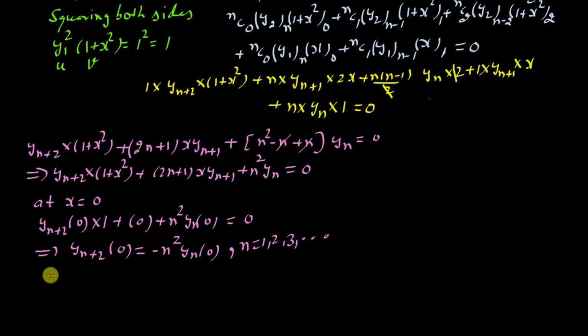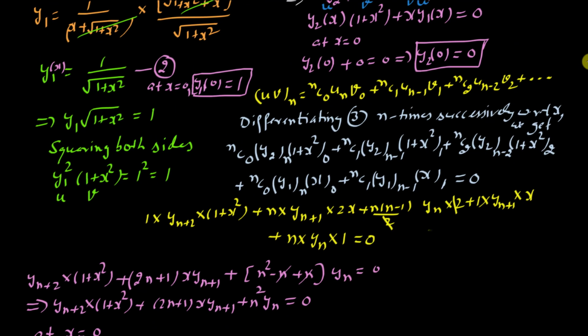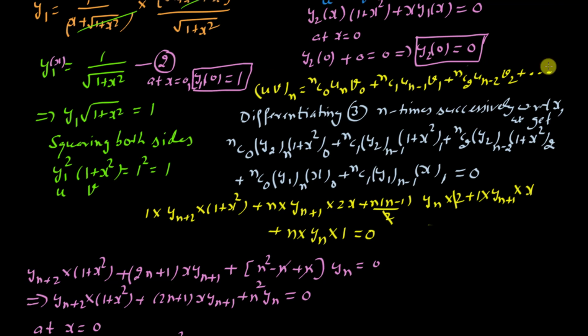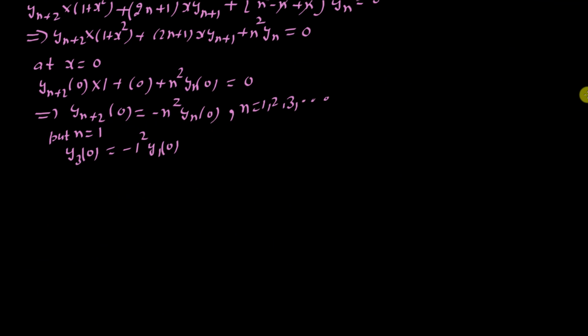Okay, now put n is equal to 1 in the above equation. What will we get? y3(0) is equal to minus 1 square y1(0), and you know y1(0) here is 1. So I am going to substitute: this is equal to minus 1 square into 1, which is equal to minus 1.